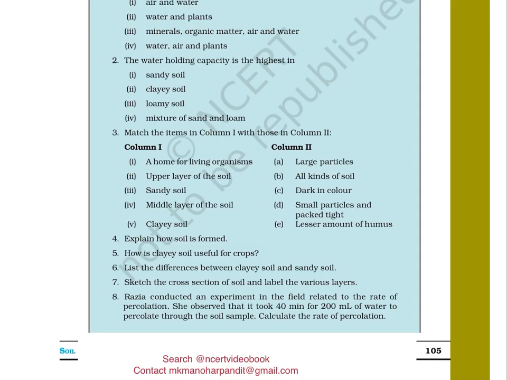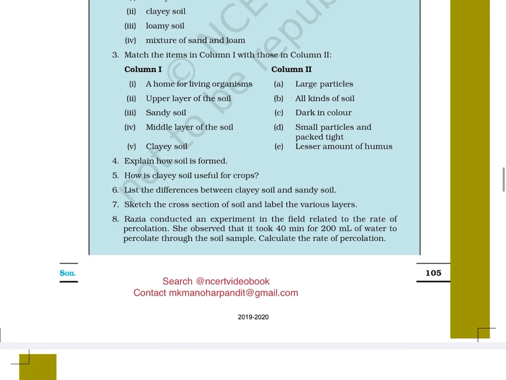3. Match the items in column 1 with those in column 2. Column 1. 1. A home for living organisms. 2. Upper layer of the soil. 3. Sandy soil. 4. Middle layer of the soil. 5. Clayey soil. Column 2. A. Large particles. B. All kinds of soil. C. Dark in color. D. Small particles and packed tight. E. Lesser amount of humus.